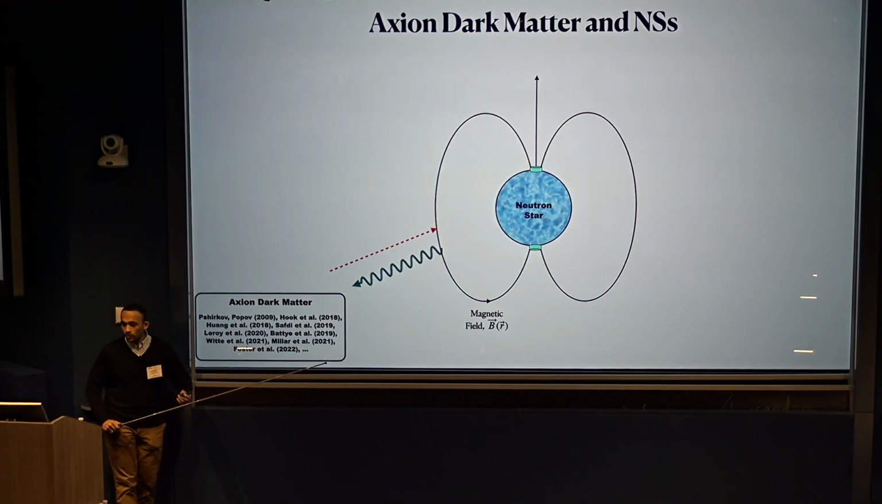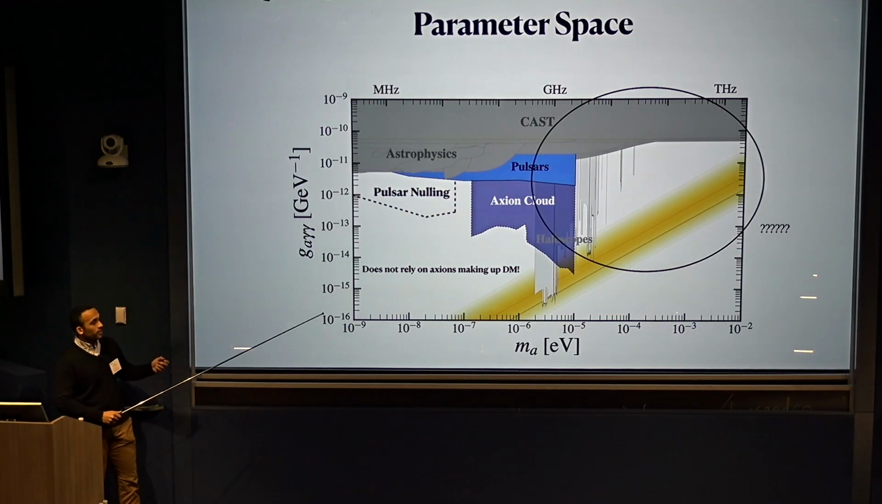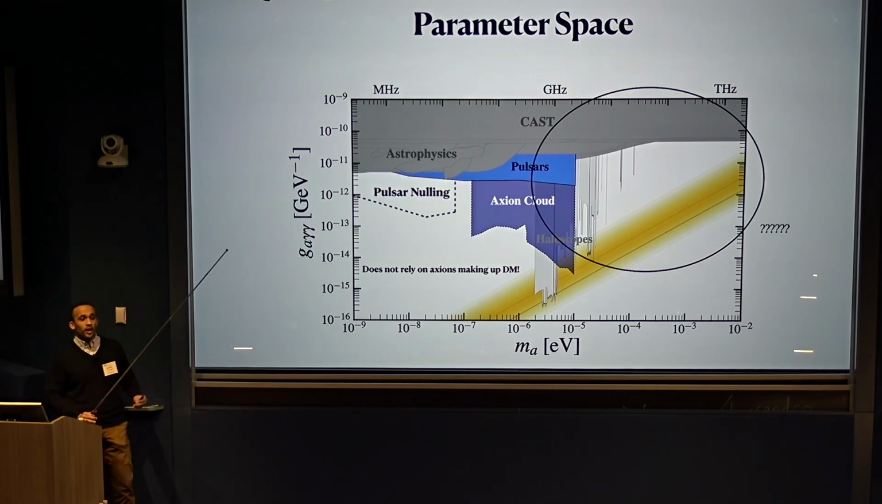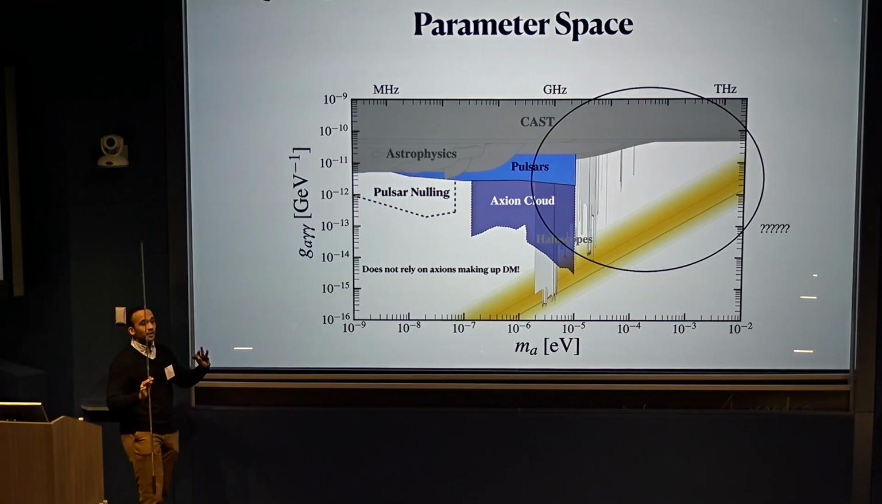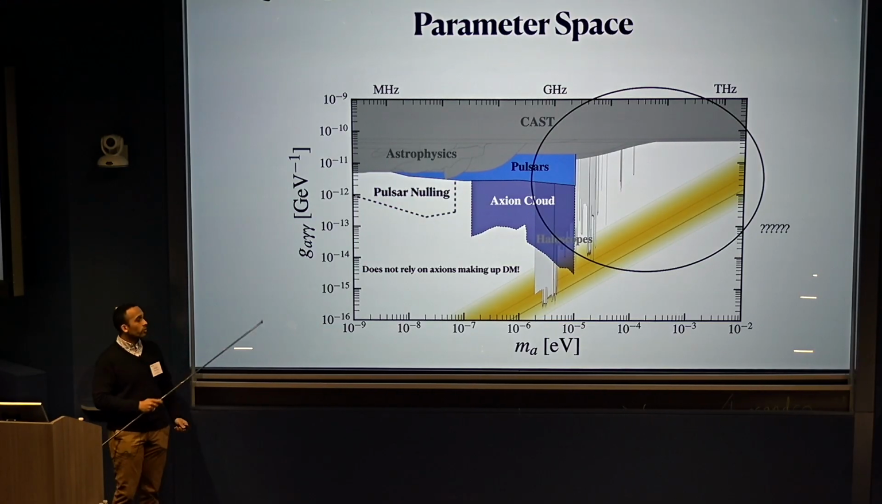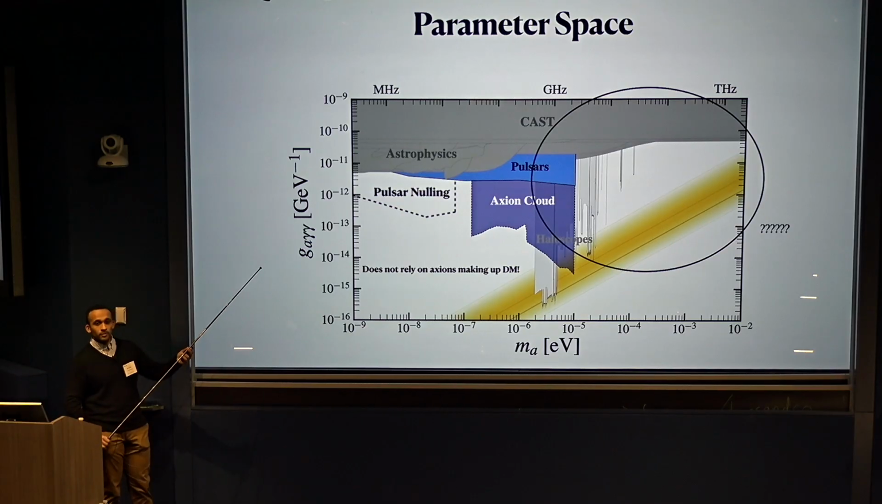A really important point that I wanted to mention is that everything that I've talked about up to this point does not rely on axions being dark matter, or making up any significant fraction of dark matter. If they exist in your theory at all, they'll be populated in pulsar polar caps, and all of these phenomena that I mentioned should take place.